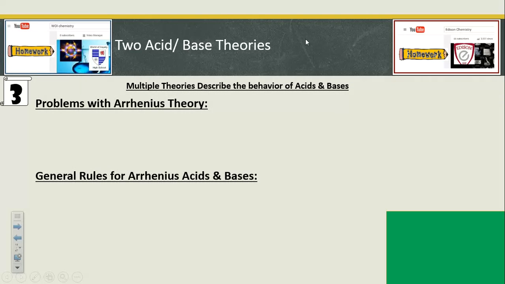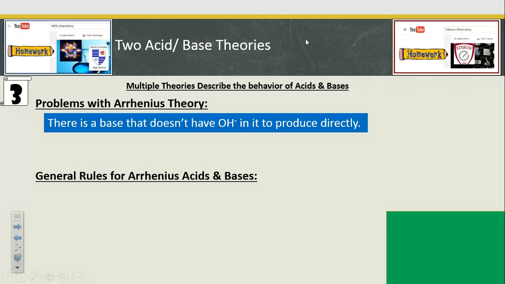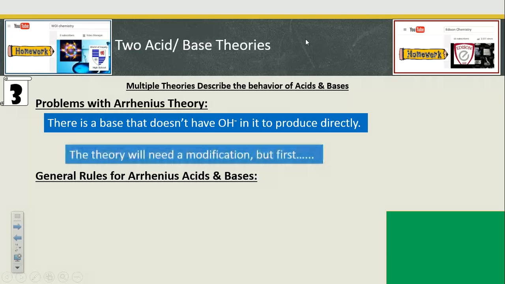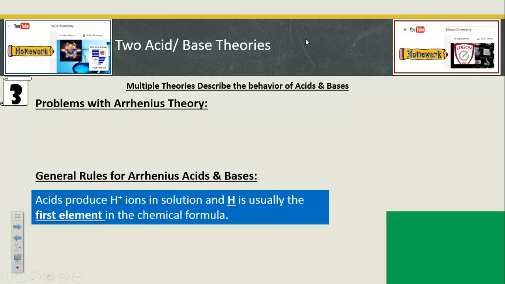Problems with Arrhenius theory. The problem is that not everything has the ability to produce OH-, but many things test as bases even though they don't have the OH- hydroxide in them. So we needed another theory to explain why those other compounds aren't behaving by these rules. The theory will need modification, but first, the general rules of Arrhenius acids and bases.